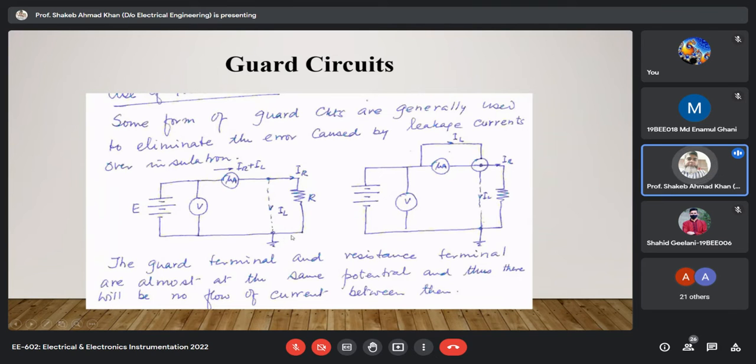Here this is the conceptual circuit diagram. Here you see, if we are not using any guard circuit, then what will happen? This is your leakage current, which I tried to show you in the form of a circuit diagram. It flows through the surface of the insulation, and this is the current which we are interested in finding out.